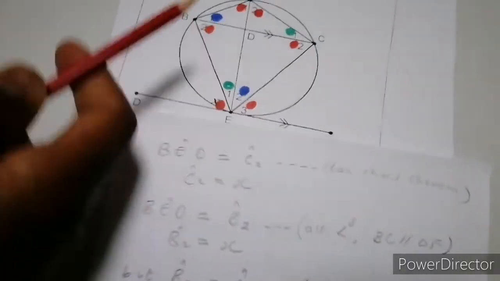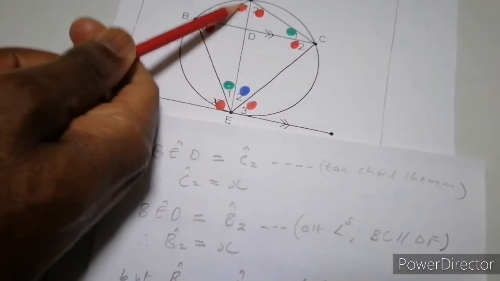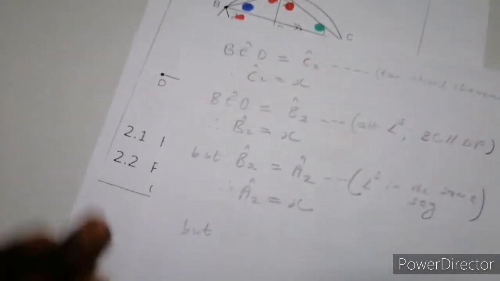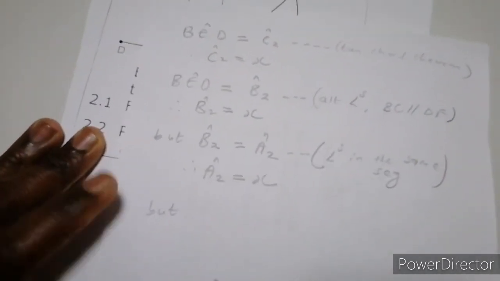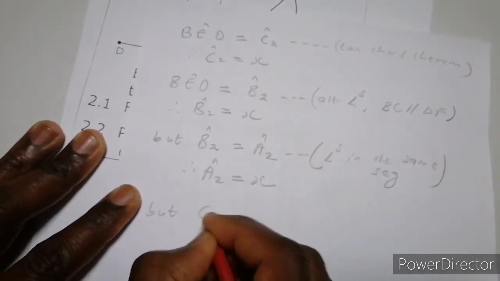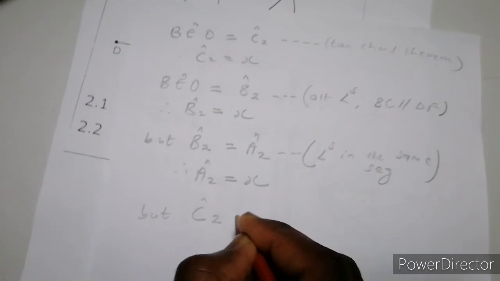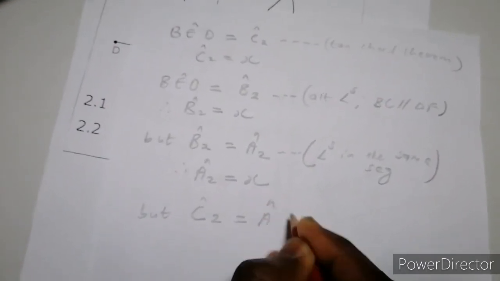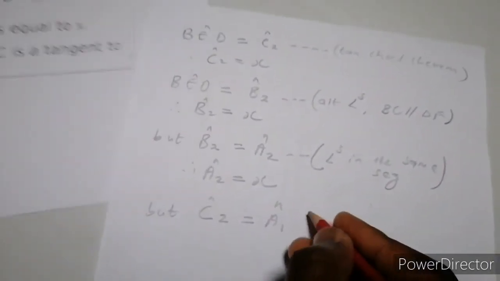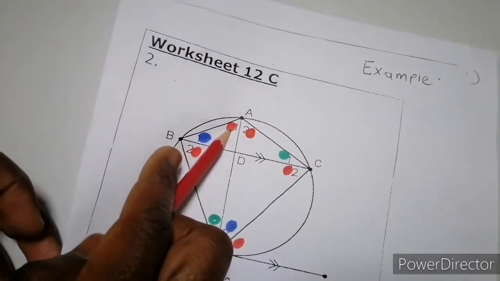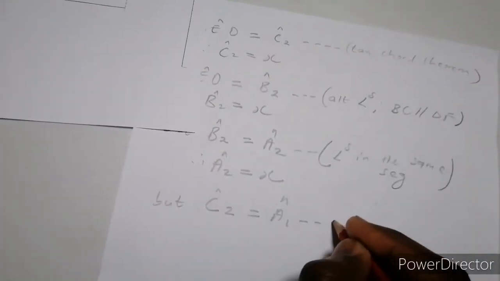Right. Now, we are left with this one. But angle C2 is equal to angle A1. What is the reason? Angles in the same segment.